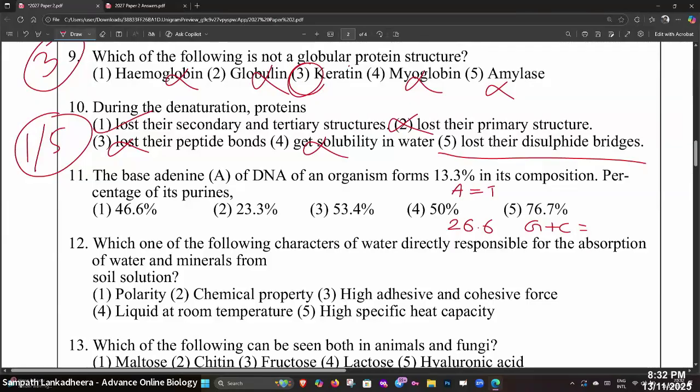They ask for the percentage of purines. Purines are always 50%, people. You don't have to do any calculation. No need to go for this calculation.